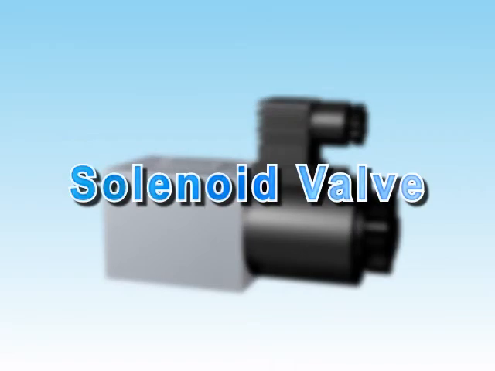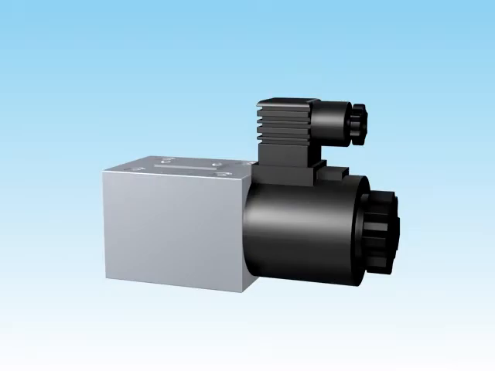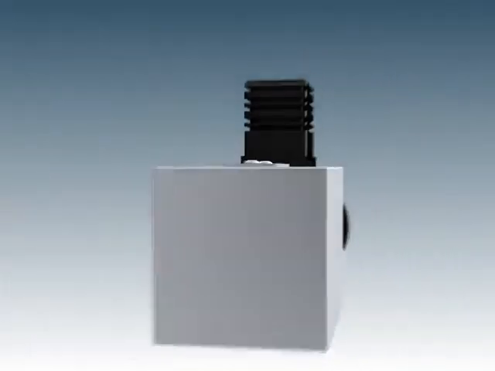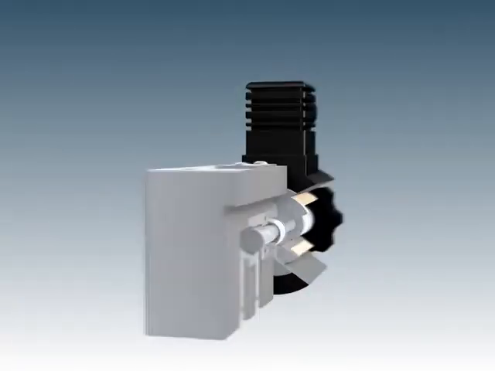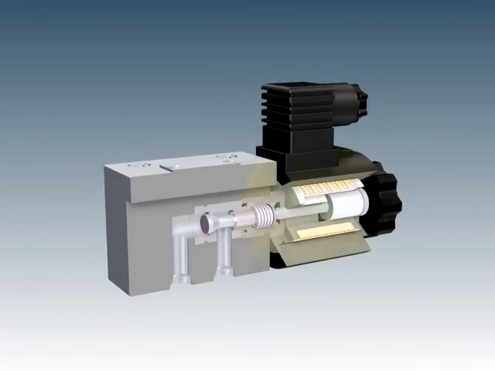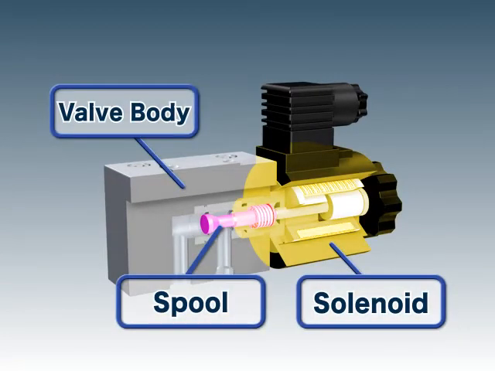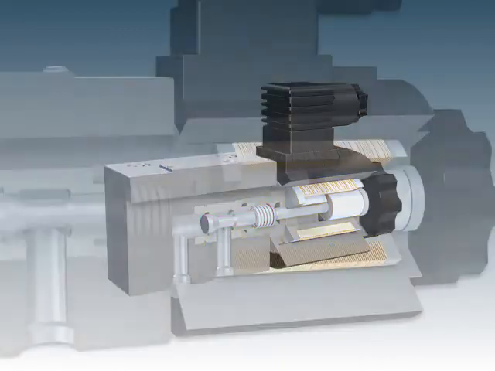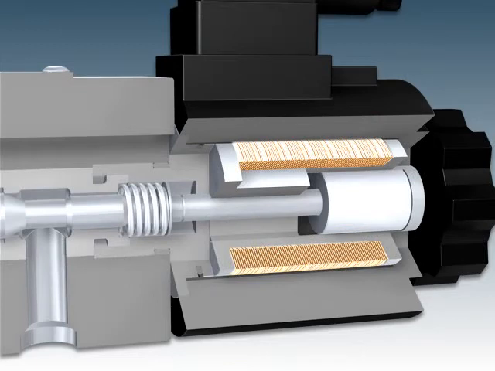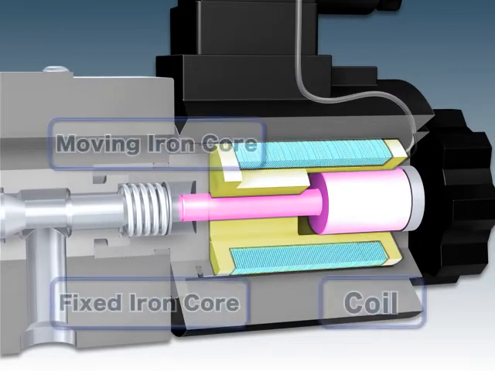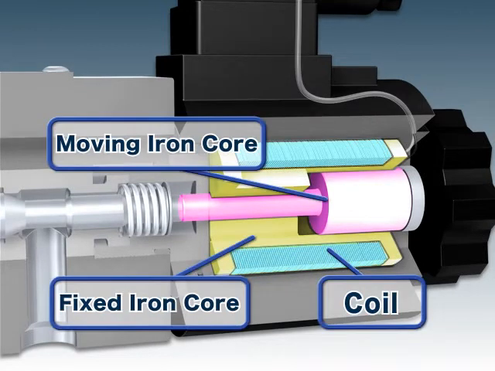The solenoid valve electrically changes the circuit of the hydraulic oil. The valve is composed of a valve body, spool, solenoid, and other components. The solenoid is constructed of a coil and of a moving and fixed iron core.